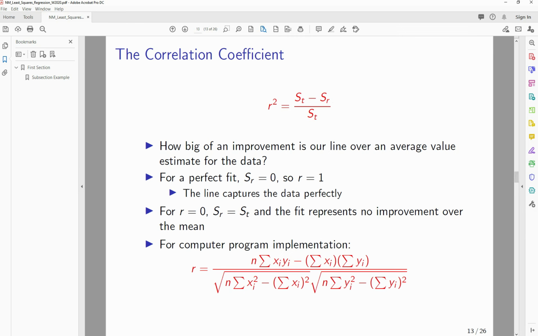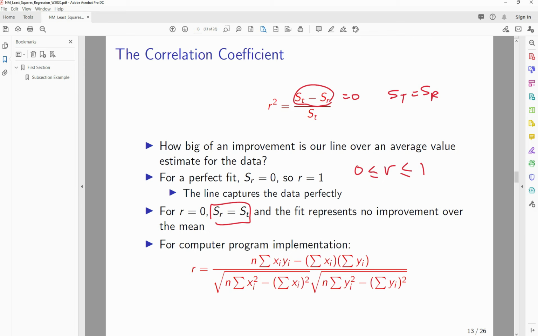On the other hand, for r equal to 0, we know that this numerator part is equal to 0, which tells us that ST is equal to SR, down right here. That tells us that our new fit represents no improvement over the mean. And so an R value can be anywhere between 0 and 1. An R squared value of 1 means perfect fit. An R squared value of 0, which also means that an R value is equal to 0, means no improvement. You should just stick with your simple mean model to represent the data.